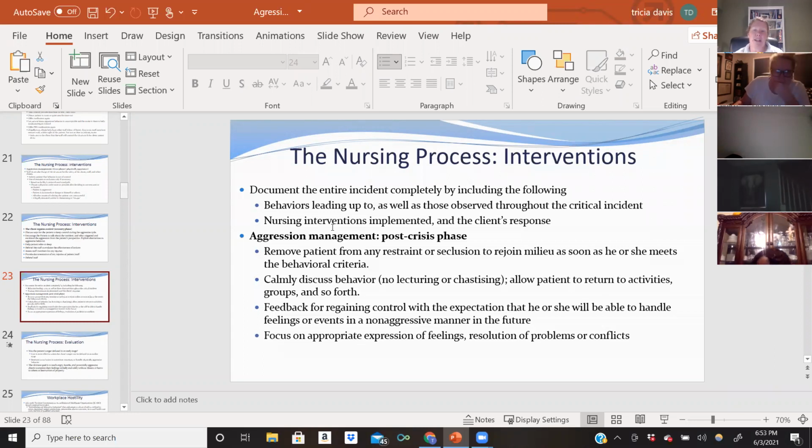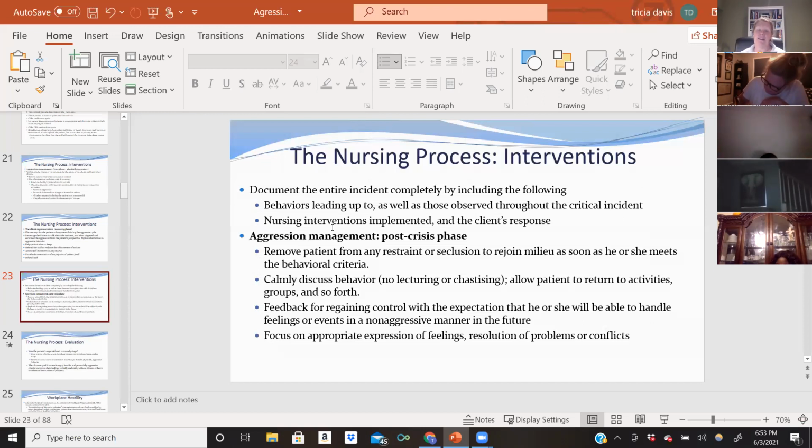And then the post-crisis phase. This is where we will go back and remove the patient from any restraint or seclusion because their behavior is now appropriate. They are welcome to rejoin the milieu as soon as they can meet the behavioral criteria. We want to make sure that we calmly discuss their behavior. We don't want to lecture them and we don't want to chastise them. Once they meet the behavioral criteria, we want to allow them to return to their activities and their groups, what their normal activity was prior to the event.